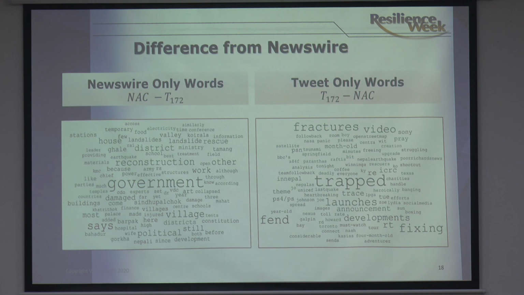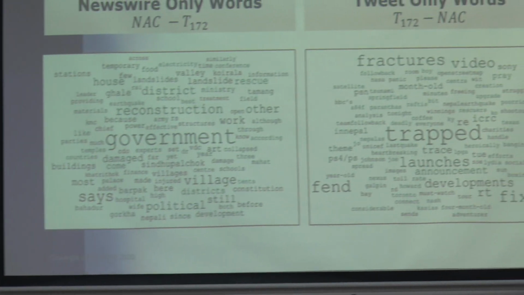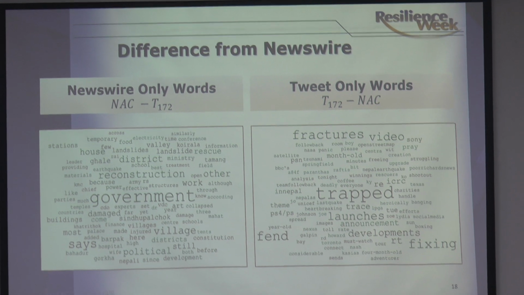and then look at the words that are unique to the tweets. We can see that in the Newswire-only words, you will see a lot of mention of government agencies and statistics about the damage, where it occurred, and so on. If you look at the tweet-only words, the words unique to the 172 tweets, you will see that it's more about the human situation, what is going on, a man trapped or a baby trapped, and so on. So you can see that these two are providing complementary information about the same disaster, right? One is talking more about how the government is responding, and the other is talking about the human drama going on because of the disaster.